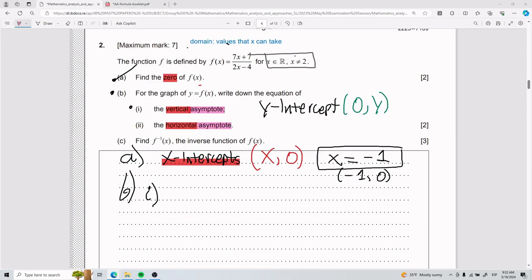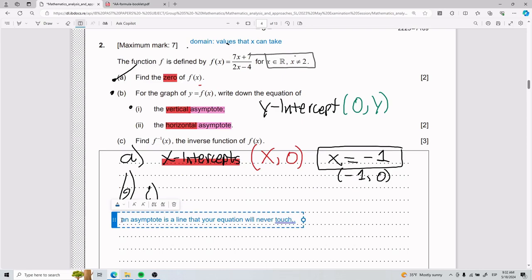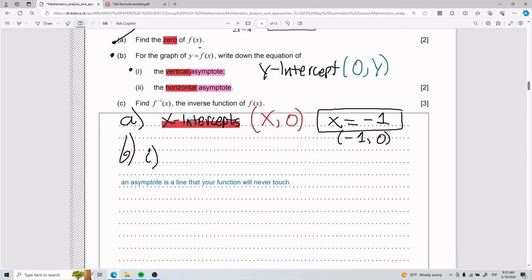An asymptote is basically an equation of a line. Let's think about it as a line. It's a line that your function will never touch. That is actually such a good definition. So an asymptote is a line that your function will never touch. There are different types of asymptotes, but for us, there will always be vertical or horizontal.